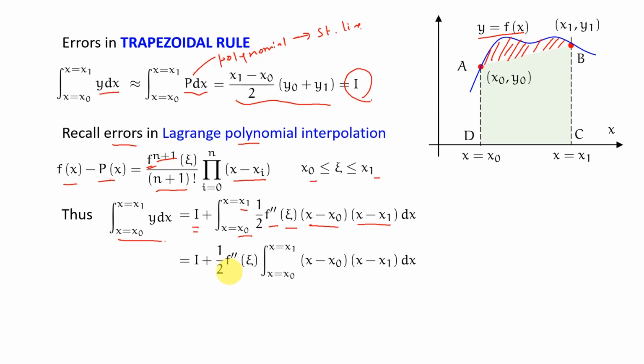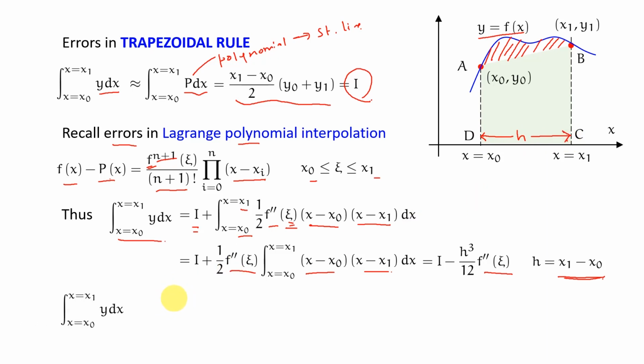So I can take this f double prime outside because I'm only taking this xi wherever the double prime will be maximum, and I'm integrating this (x - x0)(x - x1). If I do so, then you will quickly see that when I apply this limit here, I'll get this h cube by 12 f double prime xi, where this h is simply x1 minus x0. This is called either the step size, or this is also called a grid size.